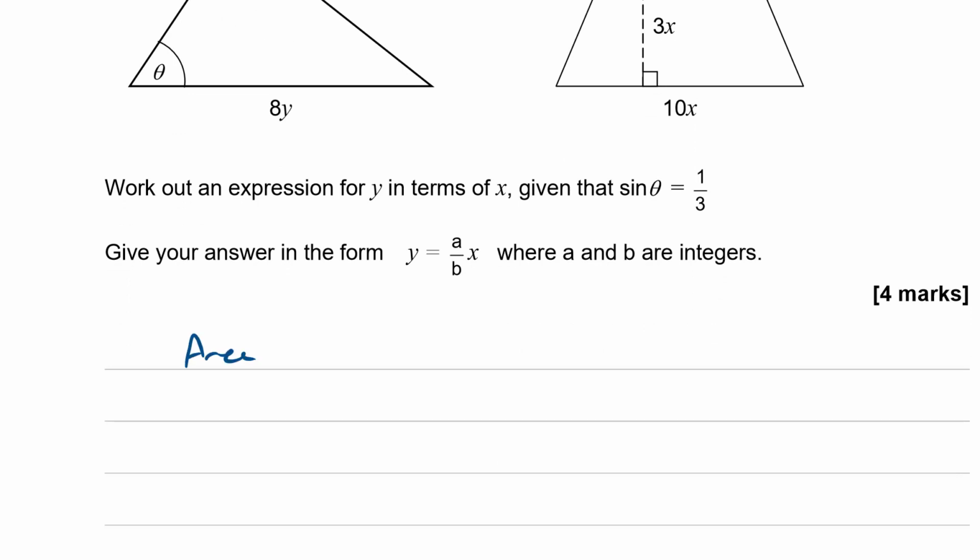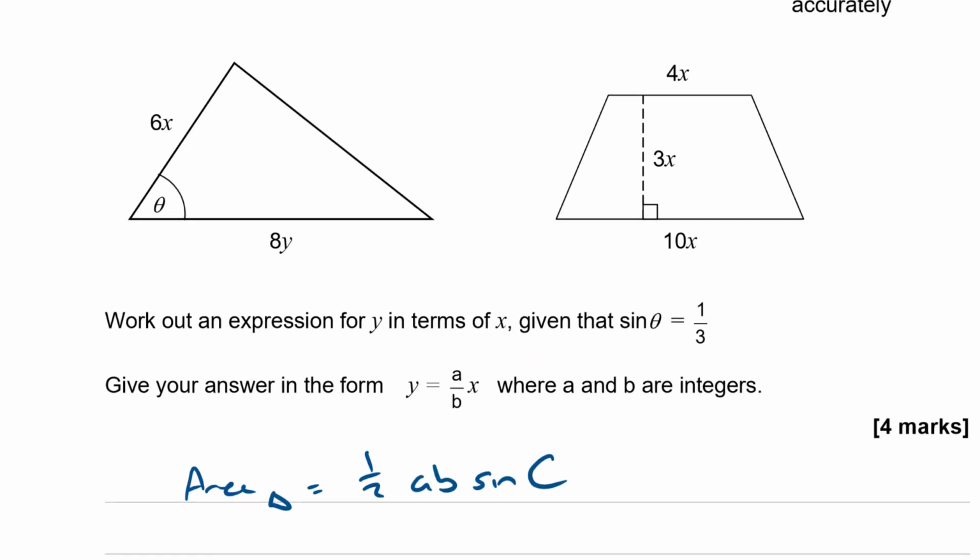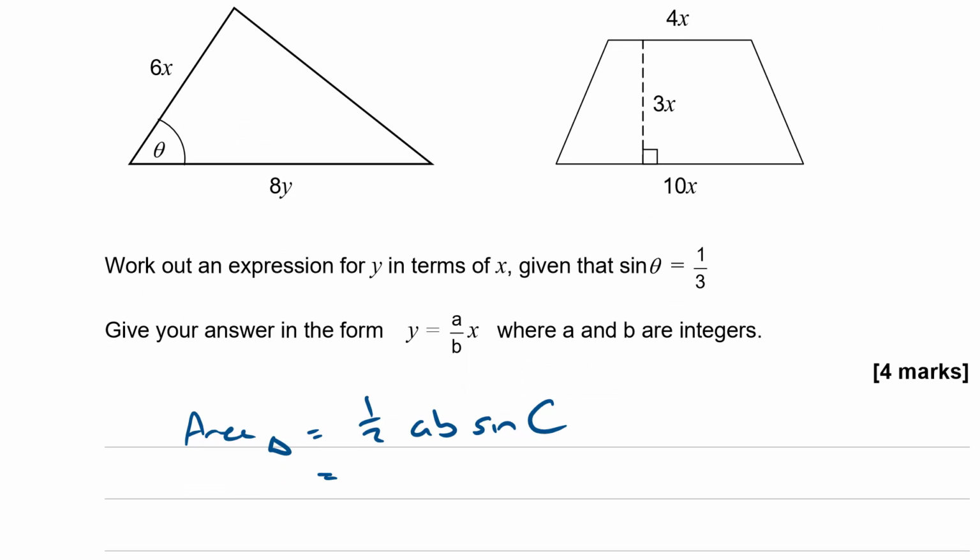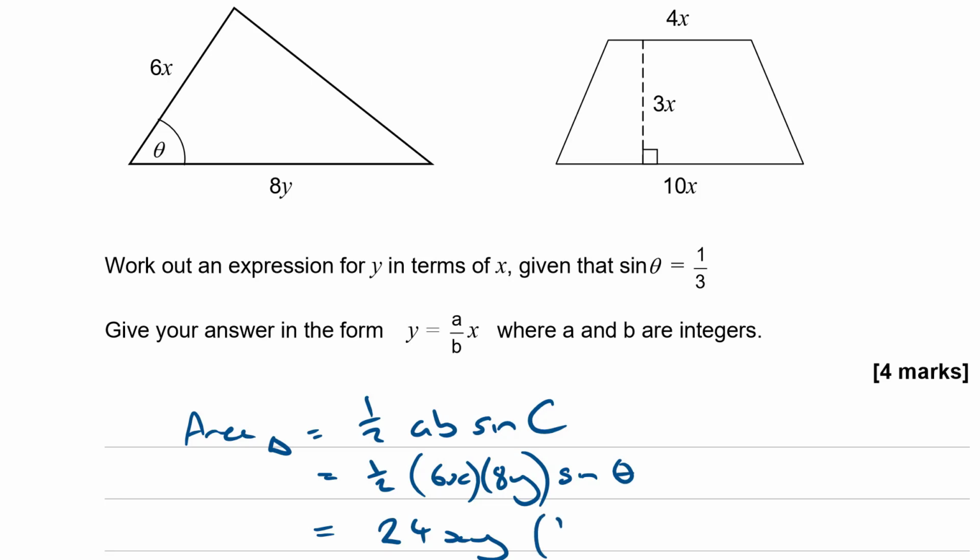So area of our triangle, well, the formula is half ab sine C. But in terms of this particular triangle, that's going to be half of our two sides, that's 6x and 8y, times the sine of theta. And we're told that sine of theta is 1/3. So I've got half times 6 times 8. So half of 8 is 4. 4 6s are 24. So 24xy. And the sine of theta we said was 1/3. So 1/3 of that. 3's into 24 go 8 times. So that is 8xy.